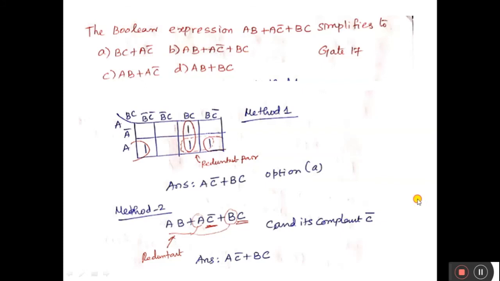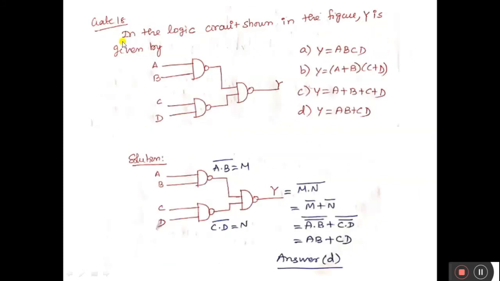Next question. GATE 2018. In the logic circuit shown in the figure, the output Y is given by option A, Y equal to ABCD. Option B, Y equal to A plus B into C plus D. Option C, Y equal to A plus B plus C plus D. Option D, Y equal to AB plus C.